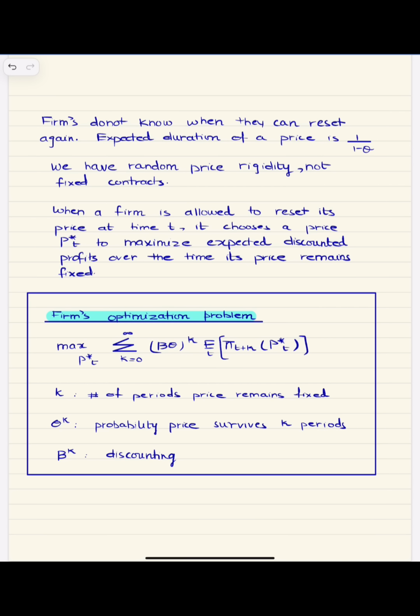When a firm is allowed to reset a price at time t, it chooses a price P star to maximize the expected discounted profits over the time its price remains fixed.